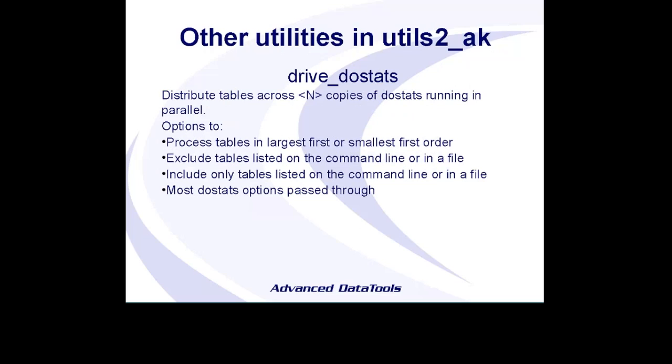It divides the tables up, lists them by size, and either processes them largest first or smallest first, and distributes the first n largest tables to n copies of Dostats, and then the next n largest, or the next smallest, etc. You can exclude a list of tables on the command line or in a file. You can also hand it a command line or a file with tables to only include. Most Dostats options are passed through to Dostats, except the -I and -X include and exclude options, which are processed directly by Drive Dostats itself.